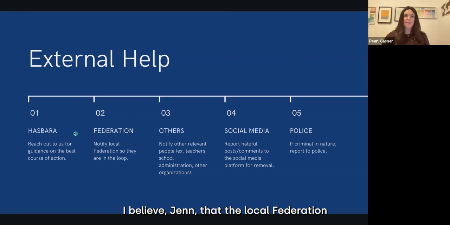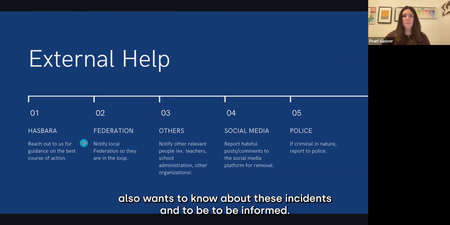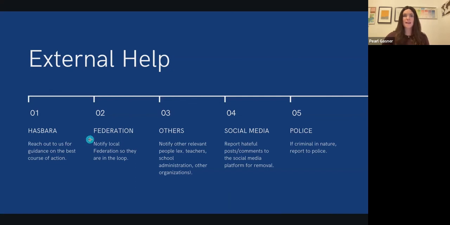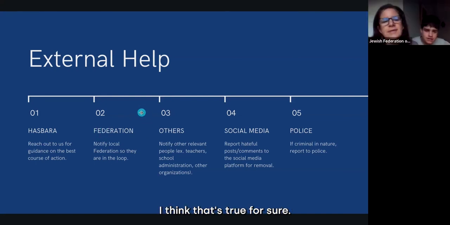I believe, Jen, that the local federation also wants to know about these incidents and to be informed, and they also have resources that they can assist you with as well. So definitely reaching out to them, letting them know. That's true, for sure. Yeah.